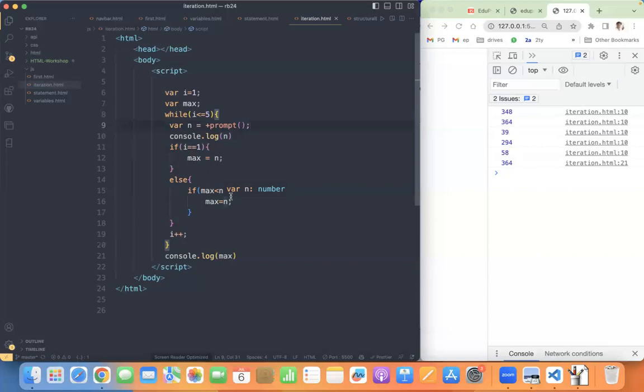Again, when I read one more value, I compare it with the maximum value. If it is less, I don't do anything. If the given number is less than the max, then I don't do it. If the max is less than the given number, then I replace the max with the new number.